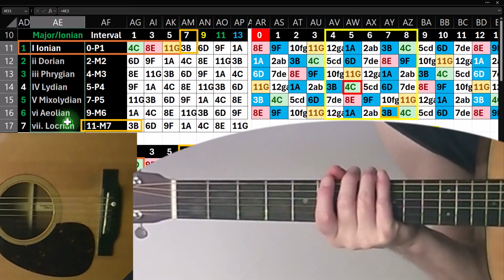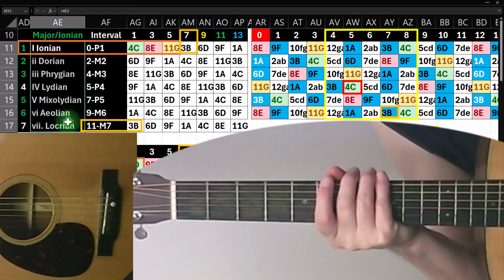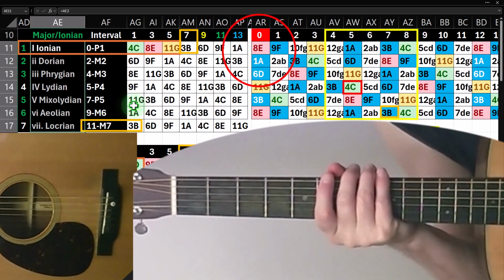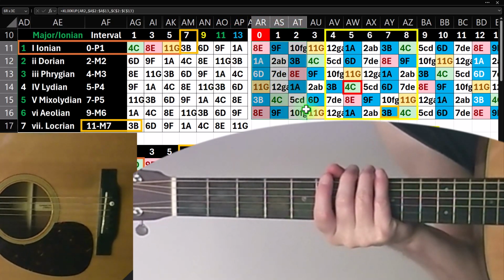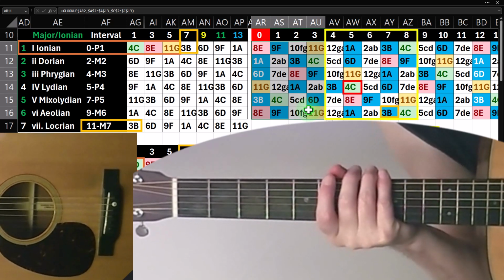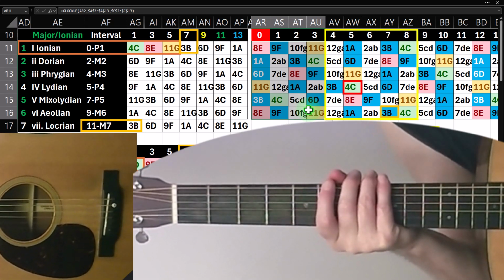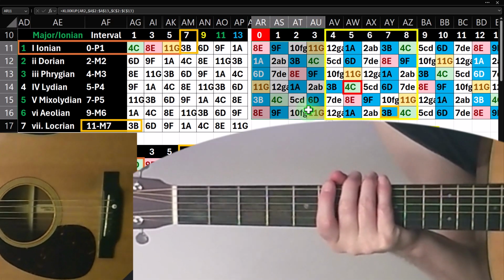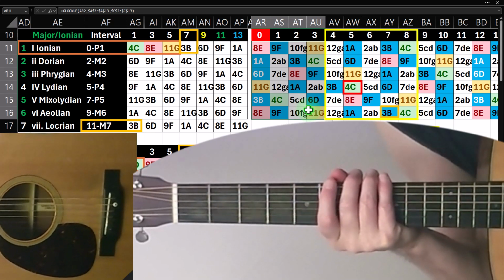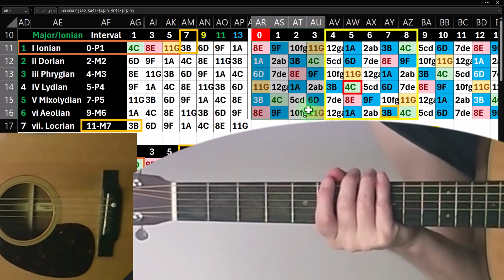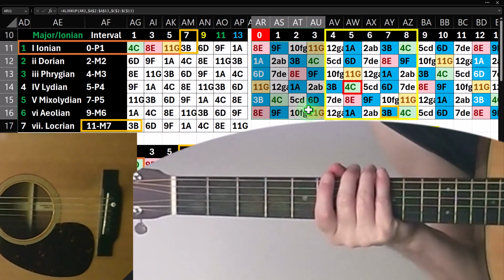If I center around those modes, that's a great way to do it. I can combine that with the concept of a caged construction, learning the open position shapes, moving those shapes up the fretboard, labeling my chord construction based on those open position shapes. That's a great way to learn it. We can learn it with a formula, which is the whole, half, whole, half.